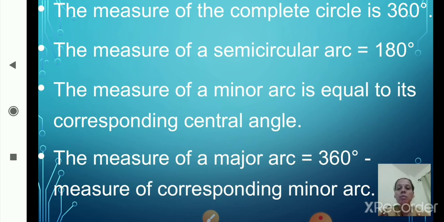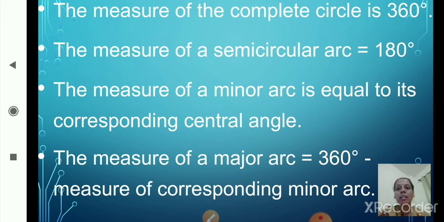The measure of a semicircular arc is 180 degrees. What is the measure of the semicircular arc? That is 180 degrees, because the complete circle is 360 degrees. So a semicircular arc means half of the 360 degrees, so that is 180 degrees.